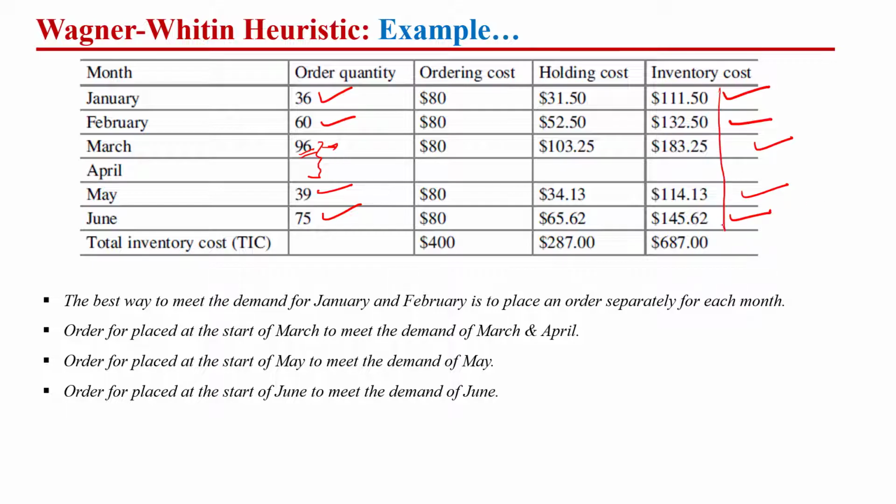So if we sum it up, against the entire planning horizon from January to June, the total cost is $687, right? Which is the best optimum cost according to the Wagner-Whitin algorithm. In the previous video, we solved this particular problem using the Silver-Meal method. So you can compare the results of both algorithms and see which algorithm gives us the smallest cost.